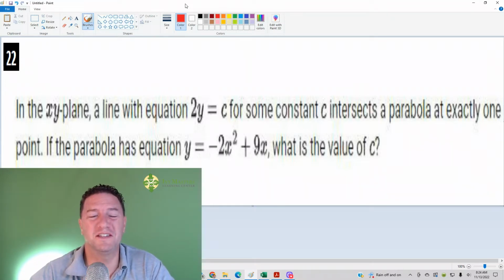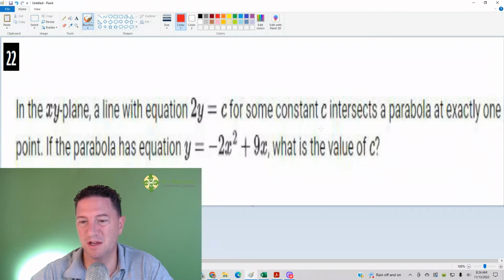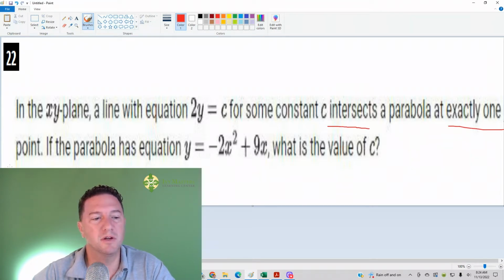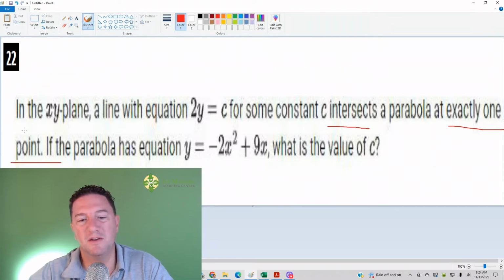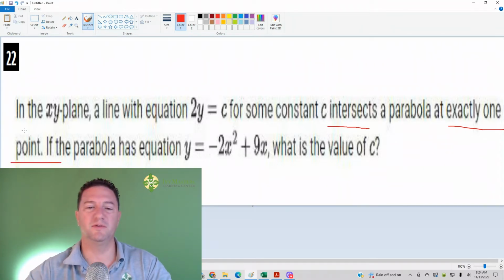from Digital SAT Test 1. Question 22 reads: an xy plane aligned with the equation 2y equals c for some constant c intersects a parabola at exactly one point. The parabola has the equation y equals negative 2x squared plus 9x. What's the value of c?